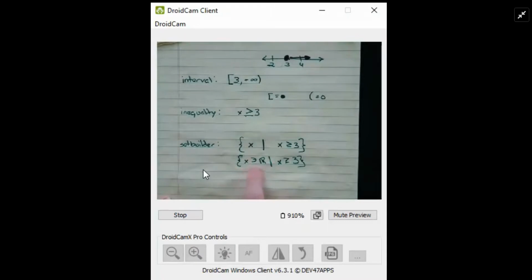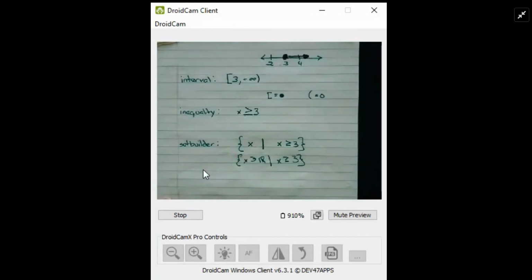So you might have to just say the set of x, which is an element of real numbers, such that x is greater than or equal to 3. But most of the time, this is what your teacher will be looking for, as opposed to that.